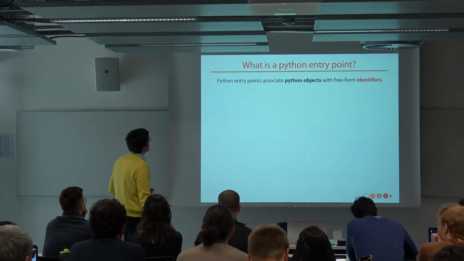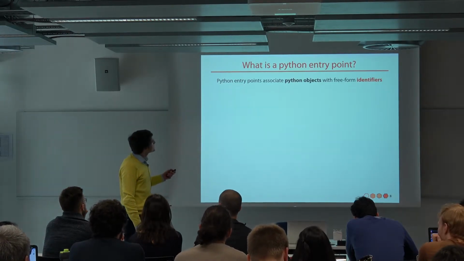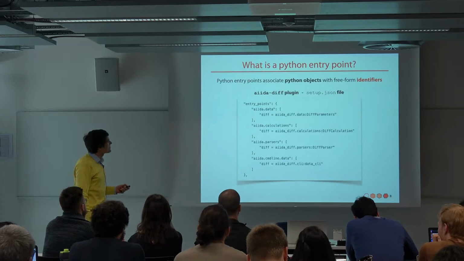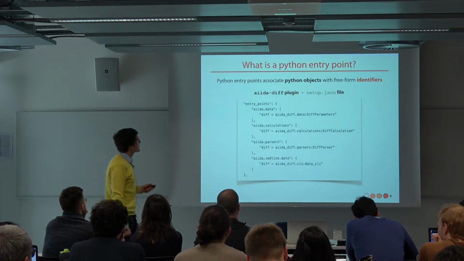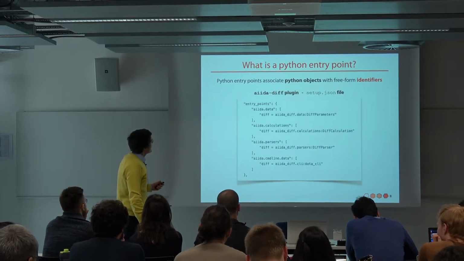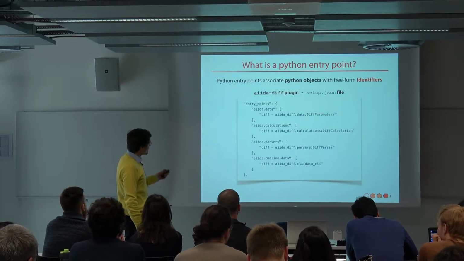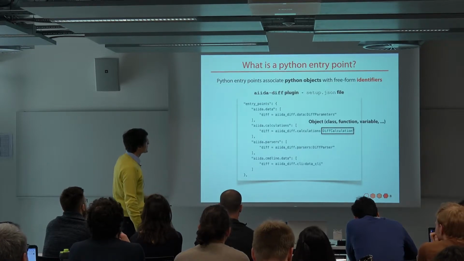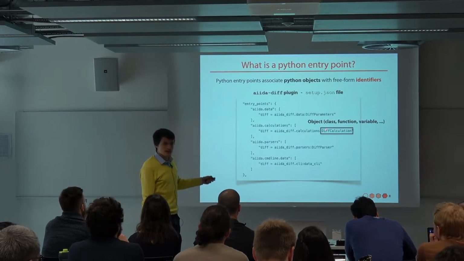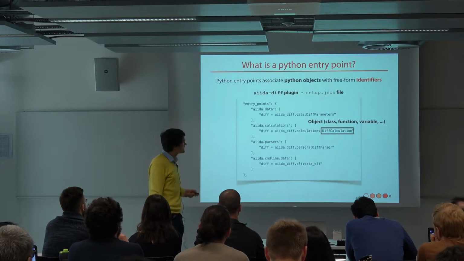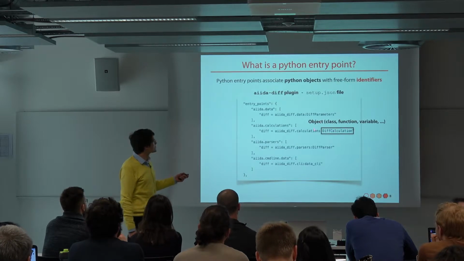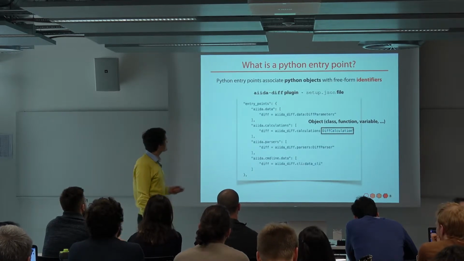And now, what is a Python entry point? A Python entry point associates Python objects with free-form identifiers, which are just strings. So this is an example from the aiida-diff demo plugin that we're going to look at in more detail later. This is the entry points that this plugin provides. We're going to have a look at one of them. For example, it provides a new type of calculation called diff calculation. In this case, it's a class, but entry points can also point to functions, to variables, etc.